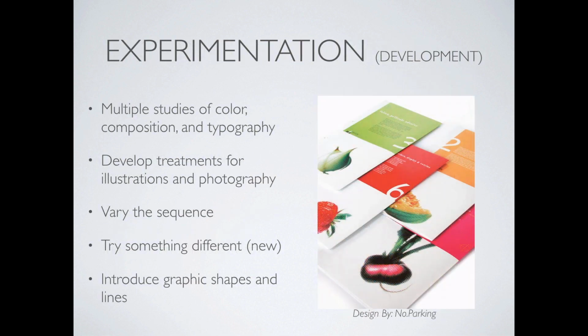Then we get into design development or experimentation. This is where we already have the main idea of the design. This is where we throw out the details. We work through the different treatments. We talk about typography. What do the fonts look like? What are my layouts looking like? All of those things. Vary the sequence. Try something different. Introducing graphic shapes. All of those are ways of altering and manipulating and evolving the design. So we're trying and experimenting and working through those different ideas.